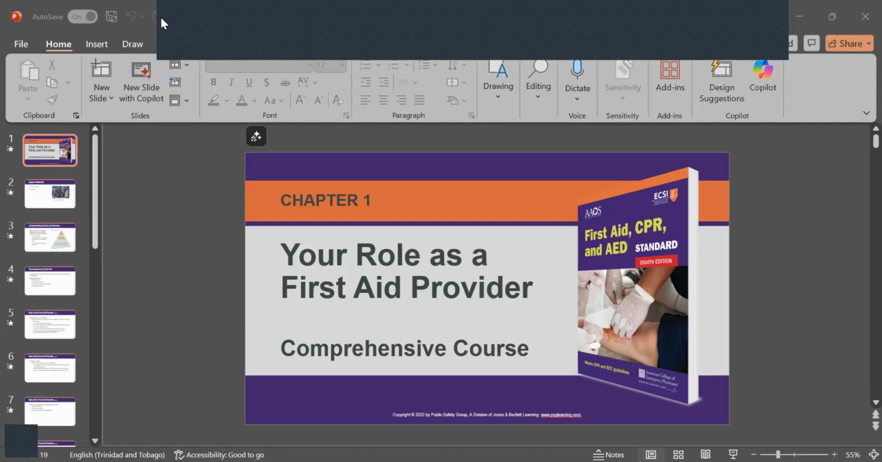As the name implies: first, before everything else; aid, help, or care. It is immediate care and stabilization to give unto someone who is in need of this. But one of the things we must be mindful of when we're providing care for someone is that we do not become a patient or a victim.